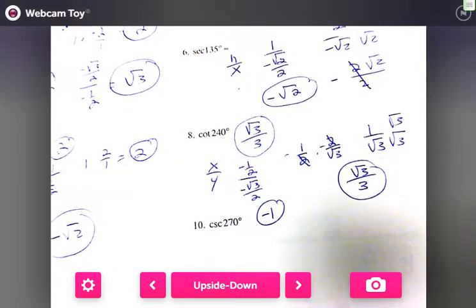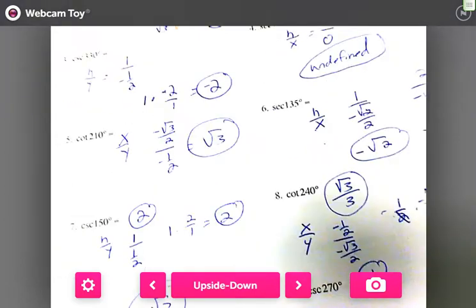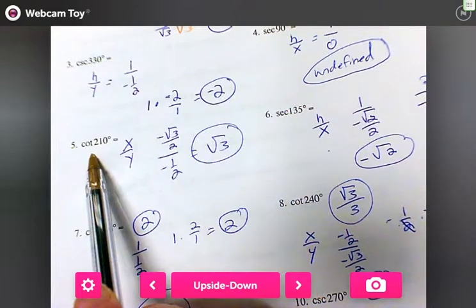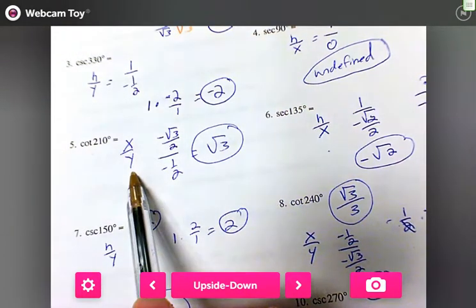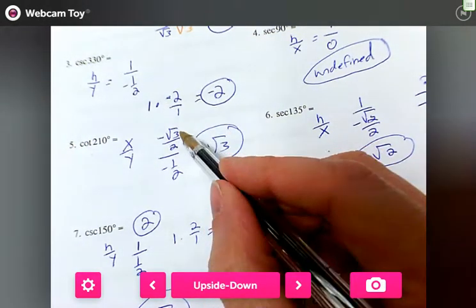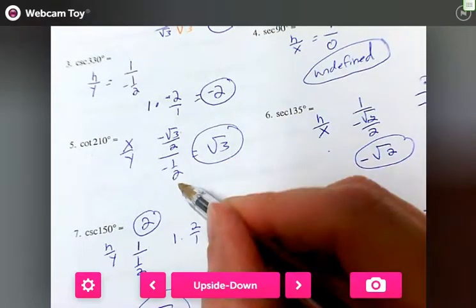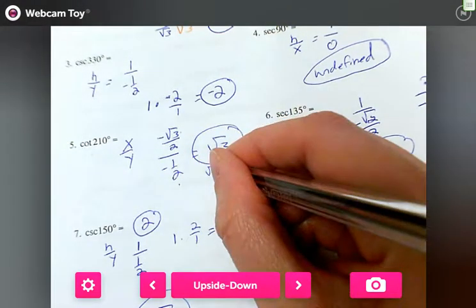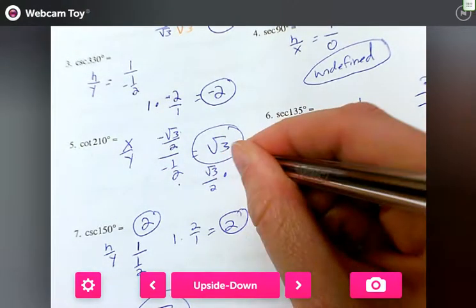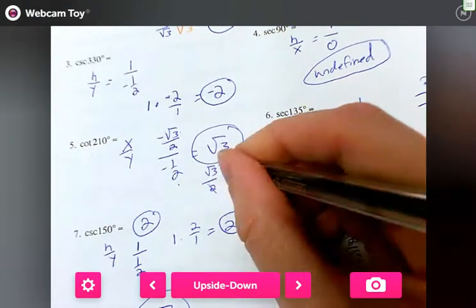Yes? Can you go over 5? 5, sure. Okay, cotangent of 210. I know that cotangent is the x over the y, right? So now I'm going to look up 210. And I have the x value is square root 3 over 2. The y value is 1/2, right? So I'm going to ignore the negatives because I know a negative divided by a negative is positive, right? Times 2 over 1. These cancel, and I'm just left with square root 3 on top.